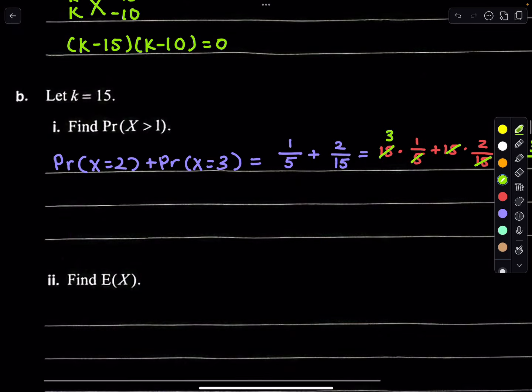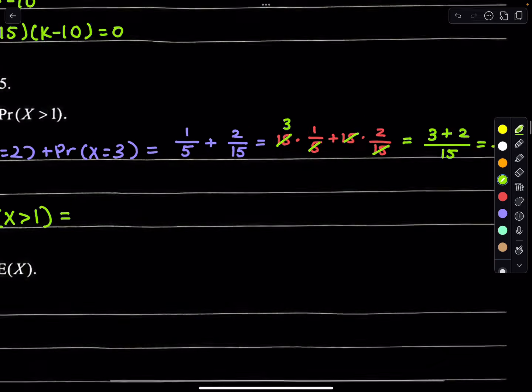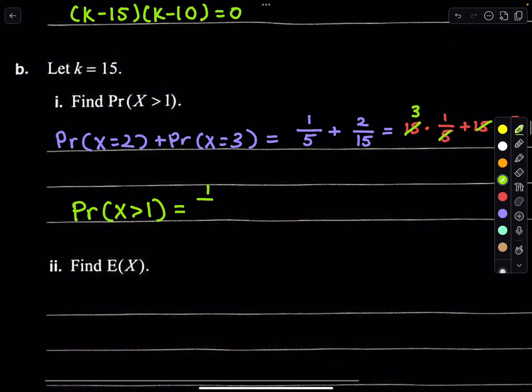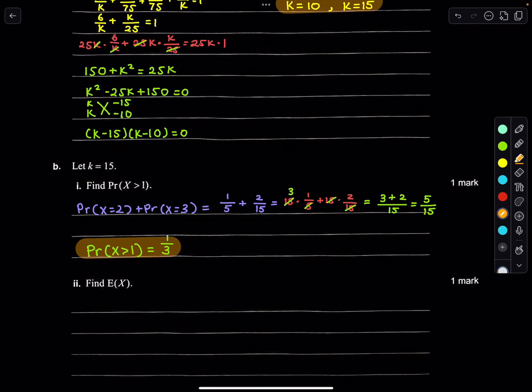So let's write that down. So your final answer for probability that x is greater than 1 is equal to 1 over 3. Beautiful. So let's highlight that part there. Not a bad question. So nothing too bad right now.